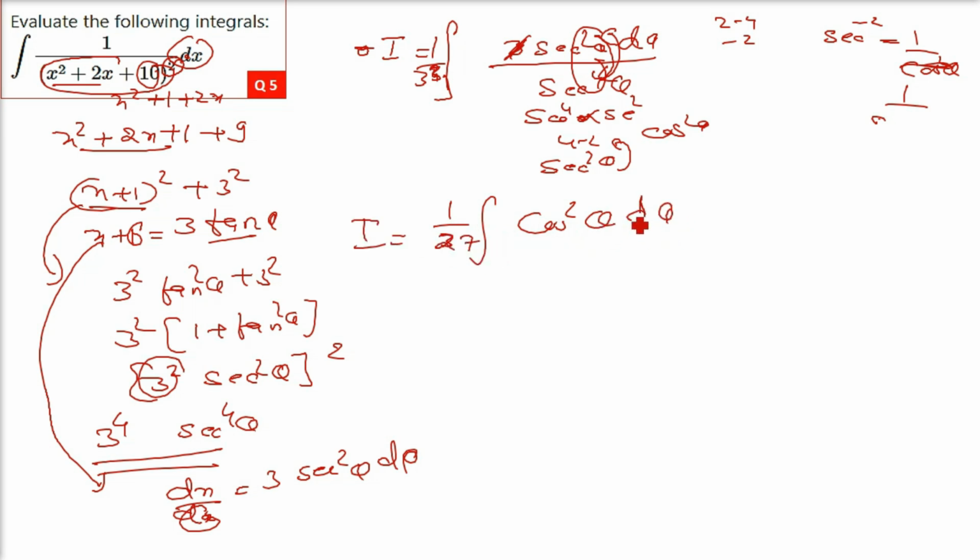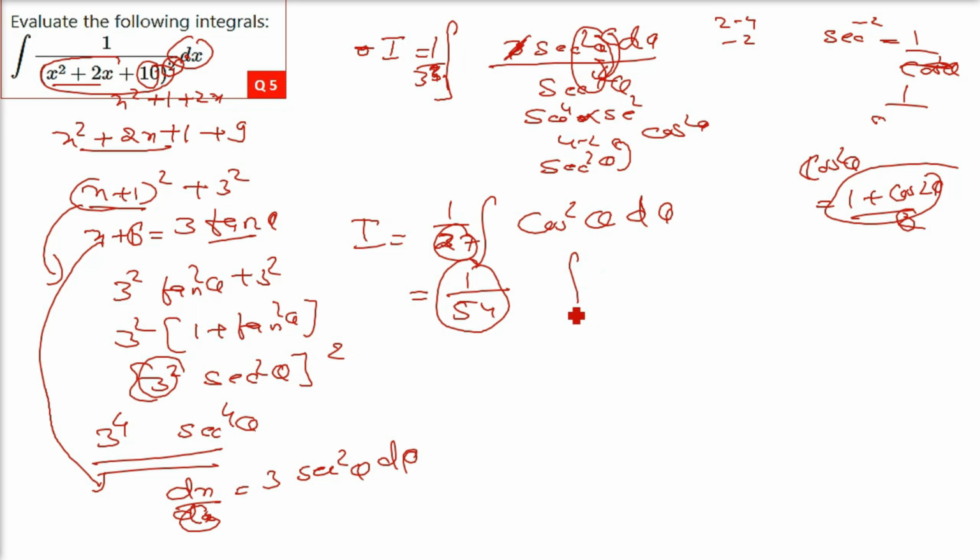Now there is no direct integration of cos square theta, so we know that we can convert it into (1 plus cos 2 theta) divided by 2. You already know that. So if you take this 2 cos square theta, you get 1 plus cos 2 theta. So cos square theta is (1 plus cos 2 theta) by 2, and 2 multiplied by 27 will be 1 by 54. We are going to deal with this 1 by 54 later.